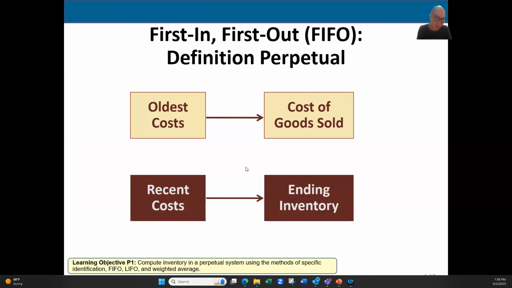Now, let's look at first in, first out. Because, in my opinion, first in, first out is very straightforward, very easy to follow. And Leland, once we go through first in, first out, and then we go through last in, first out, you'll start to see the bigger picture.